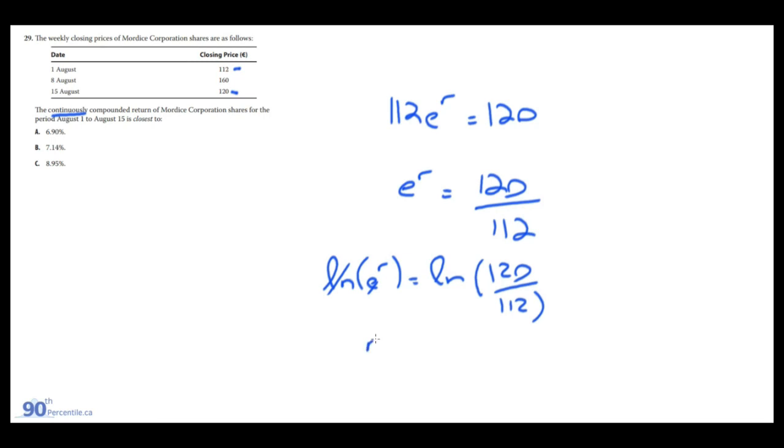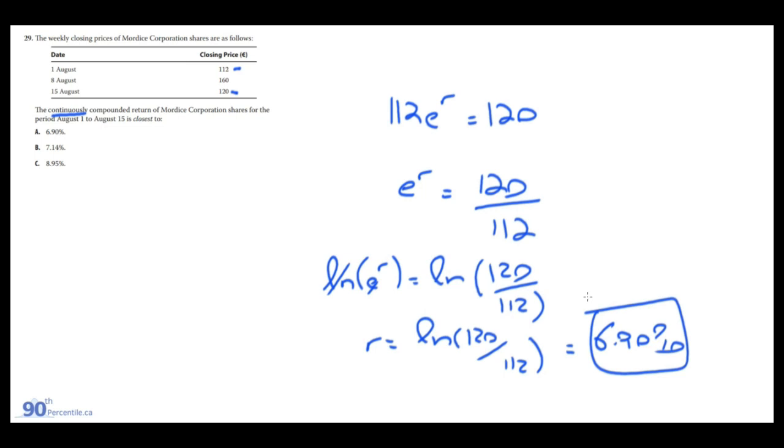It's not the exponent anymore, so R is ln 120 over 112, and we get an answer of 6.90%, which is A. Just got to remember for continuously compounded returns, always use Euler's number, and to get rid of this, it's the ln of both sides.